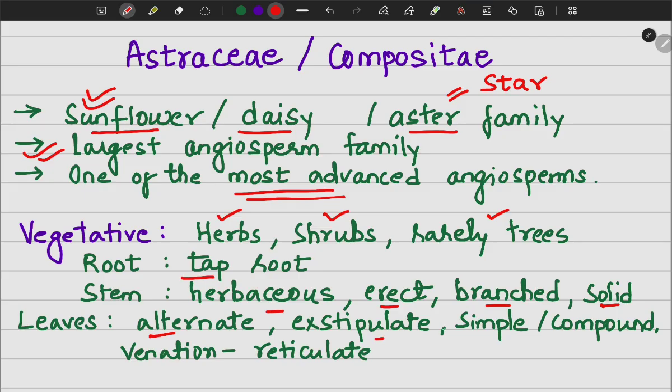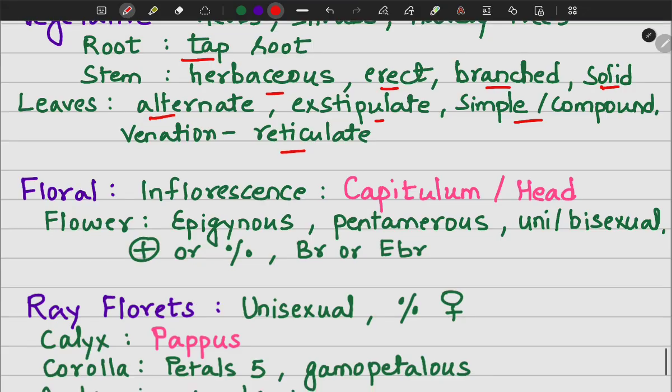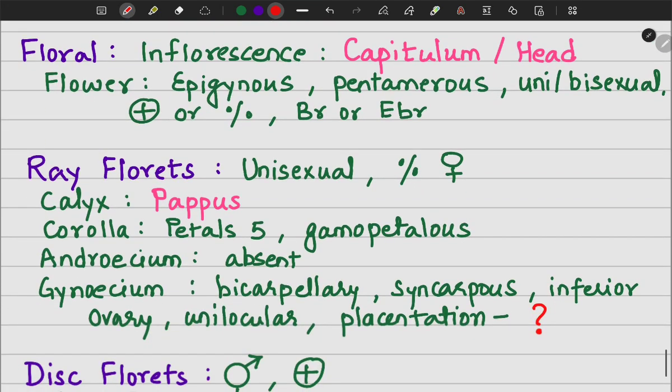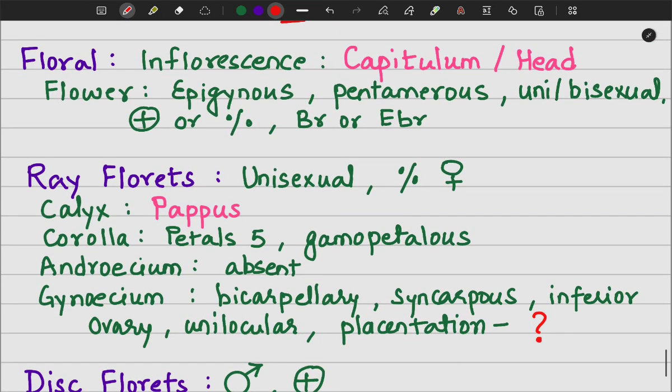They are exstipulate. The leaves could be simple or compound, and the venation is reticulate because they are dicots. Now, if we talk about the floral characters, then the flowers of this family show a special type of inflorescence which is called capitulum or head. Alright, so it is also an advanced type of inflorescence. What happens is, let us understand with the help of a diagram.